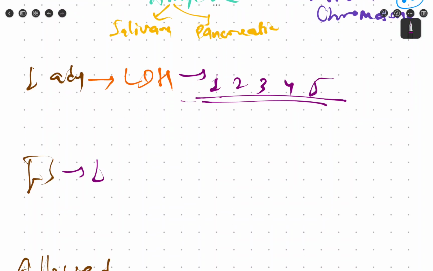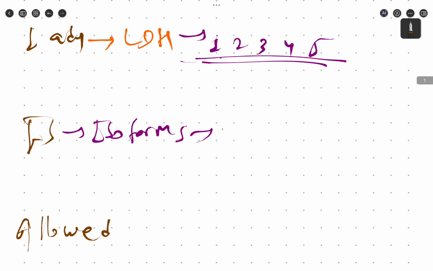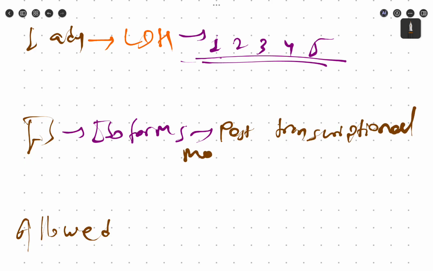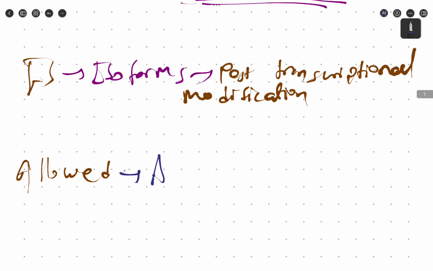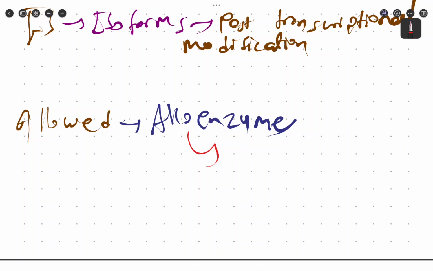Now isoforms. Okay. So isoforms are formed by post-transcriptional modification. All right. So this is modified after the transcription. Then after, there are the isozymes, which are from different alleles. All right.